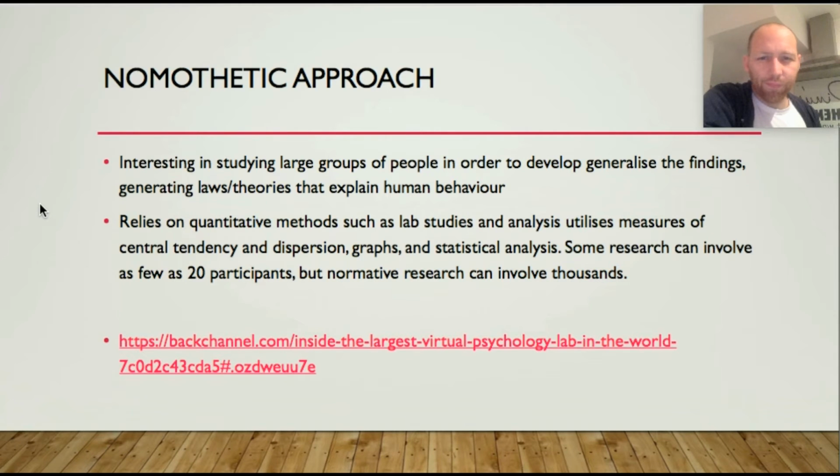The nomothetic approach is interested in studying large groups, generalizing our findings, developing laws about how humans behave, and hopefully predicting their behavior as well. It relies on quantitative methods, lab experiments, and we deal with large data sets. We use things like central tendency measures, dispersion, and statistical analysis to generate some finding, interpret our findings, and then say, okay, this says something about X group of people. So that's the nomothetic approach.